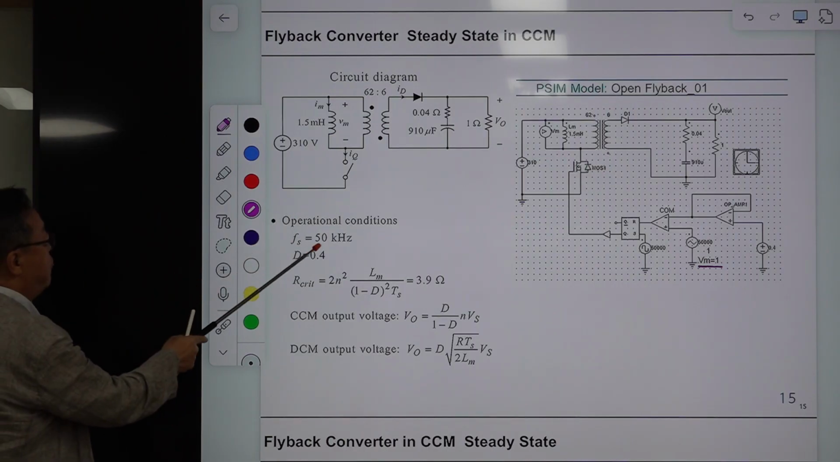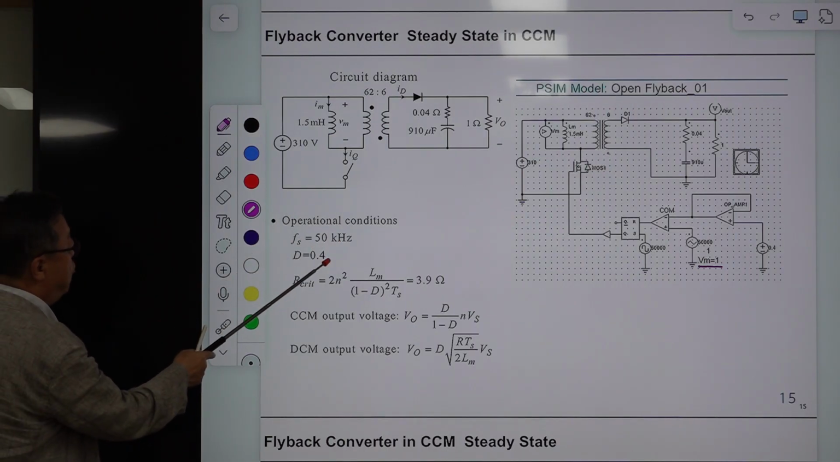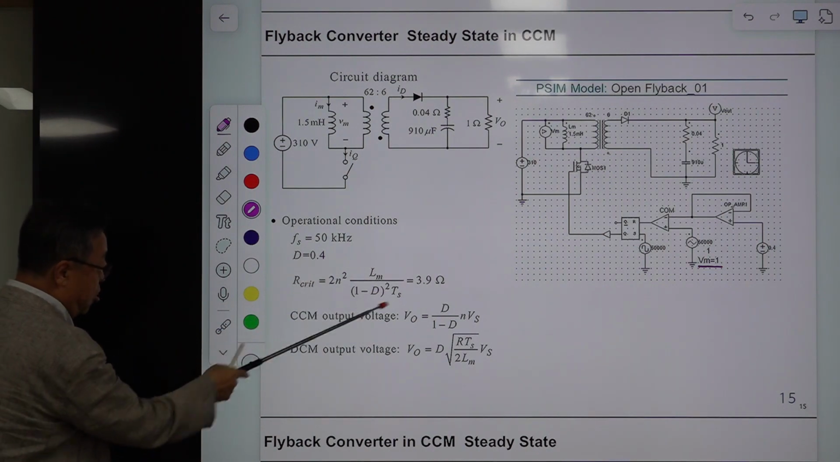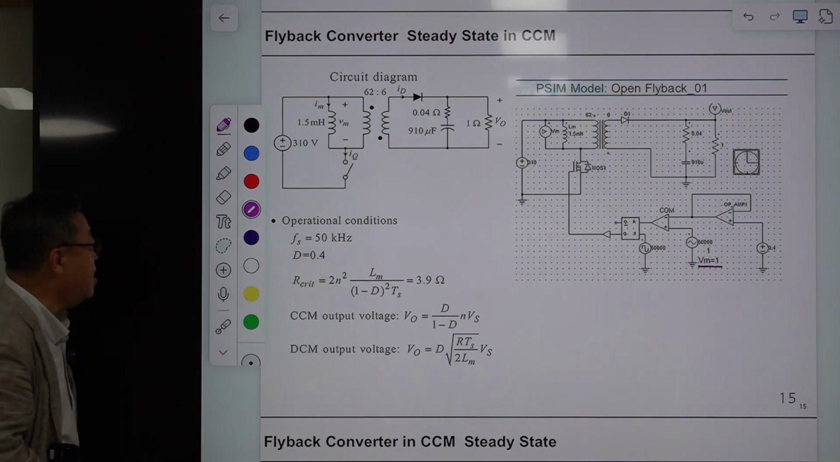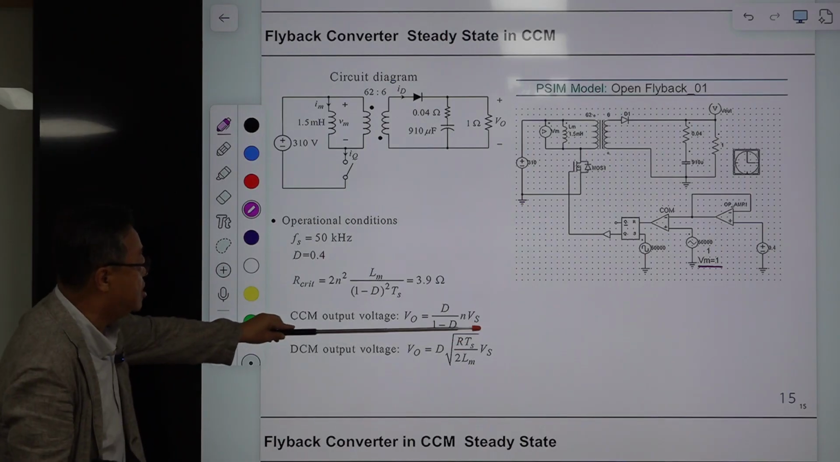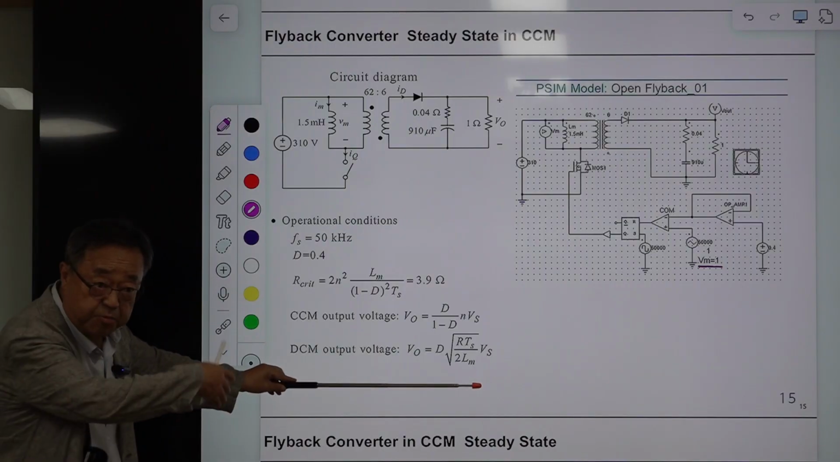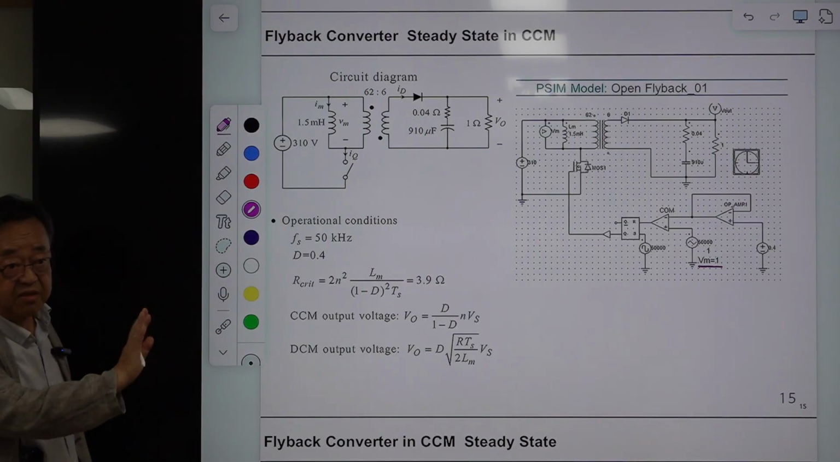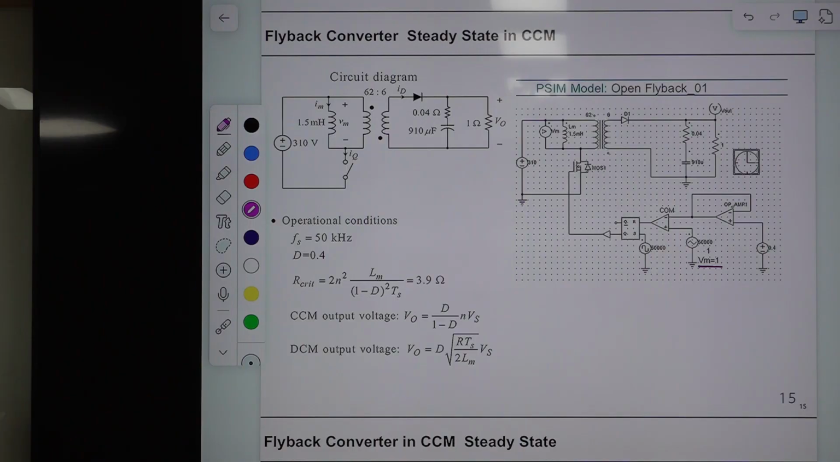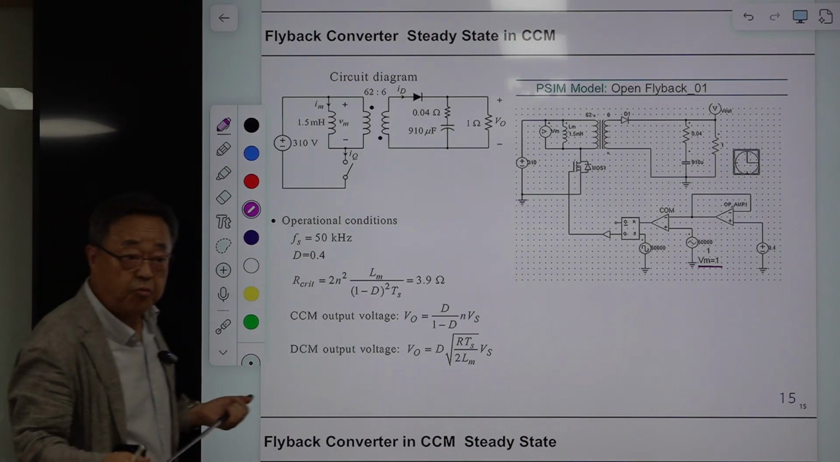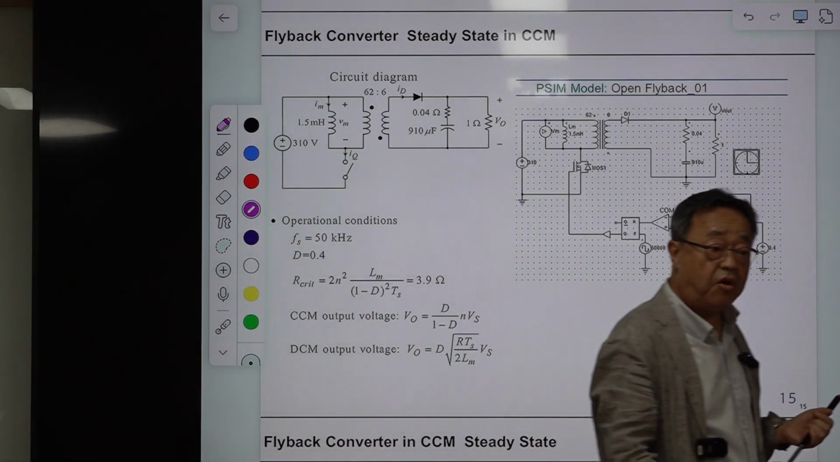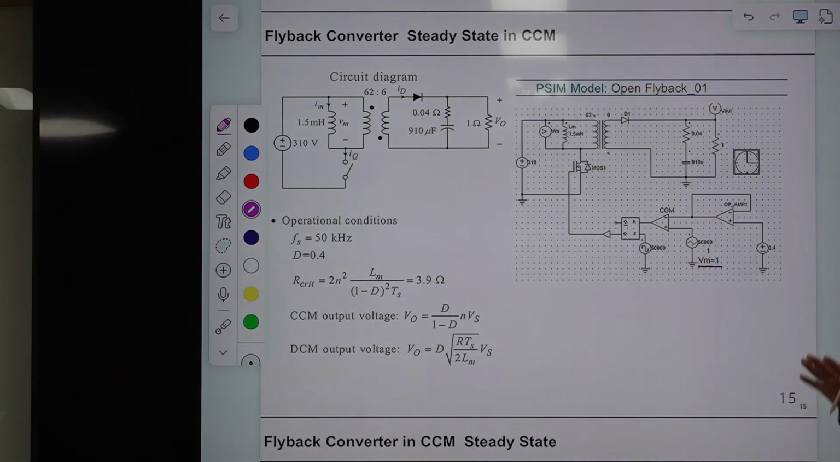Okay, operational condition: I assume Vs is 50 volts, D is 0.4. R critical I'll determine later; I'll discuss this later. In CCM, our voltage gain is here, and in DCM, our voltage gain is here. I'll explain CCM and DCM and the converter analysis in DCM. You can repeat everything in detail, but I want to provide some essential information for the beginners, so all of my students will follow this at least at this moment.